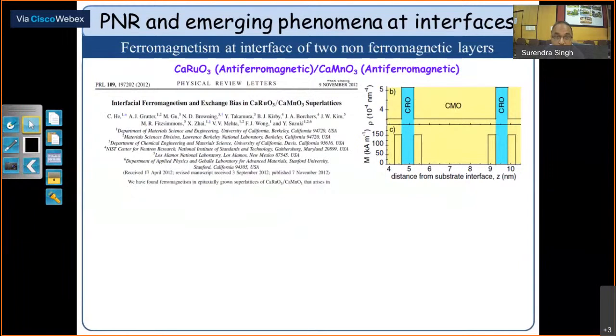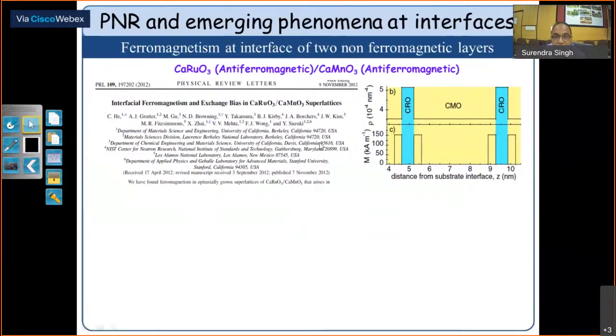And they also found there is an exchange bias. You know the exchange bias, which I have already said: exchange bias is nothing but a shift of the hysteresis loop towards one of the magnetic field directions. So they found these signatures, which clearly suggest there should be a ferromagnetic component present there. Then they went to the neutron scattering facility, and they did polarized neutron reflectivity.